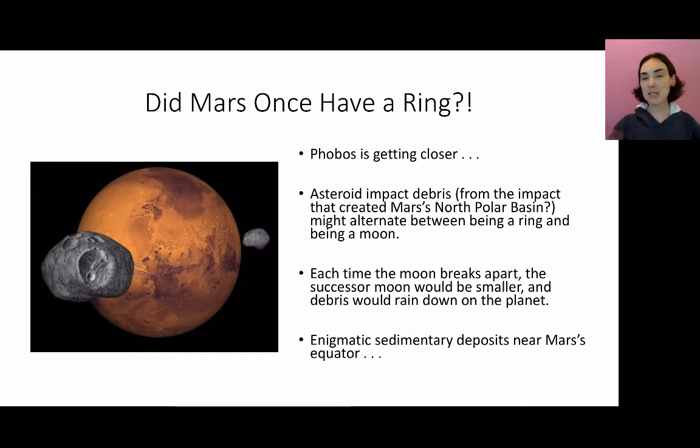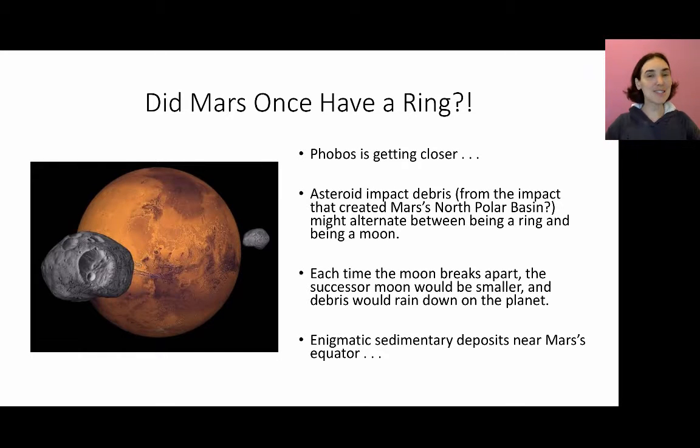They think this cycle has been going on again and again. And every time it happens, the new moon that's formed is smaller than the old moon that used to be there. And the rest of the debris rained down on the planet. It would explain some of these sediment deposits that have been found right around Mars's equator, right underneath where the moons revolve. Speculative, but it might have been, and it might happen again in several million years.